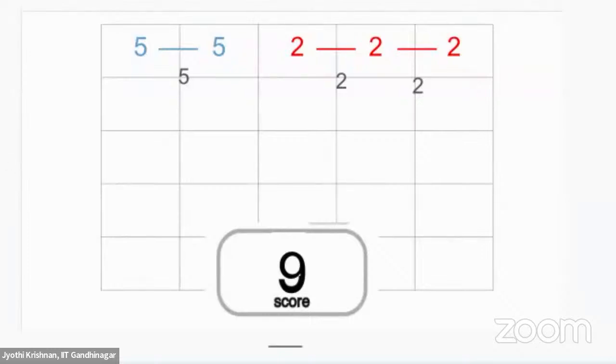Okay, wonderful. Okay, so now could I have got a score with the same numbers? Could I have done better than this? Could I have got a score better than 9? Yes, I could have got 2 points more if I put the 2 here.